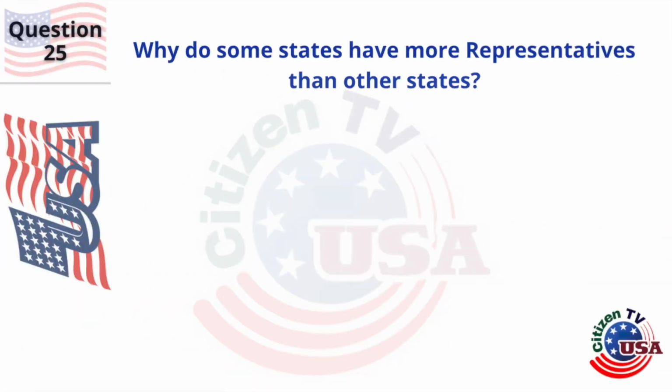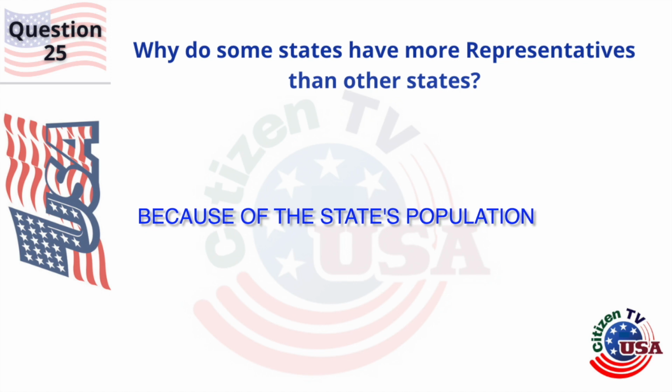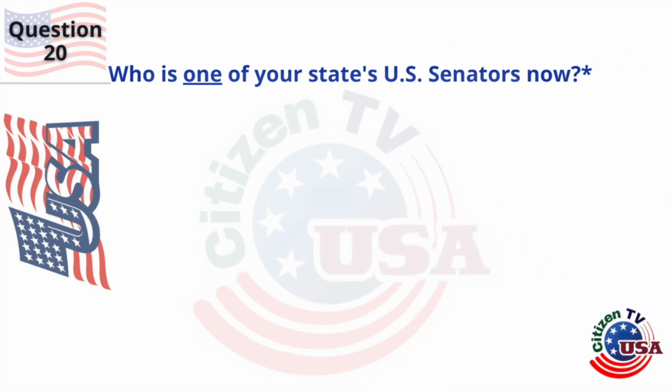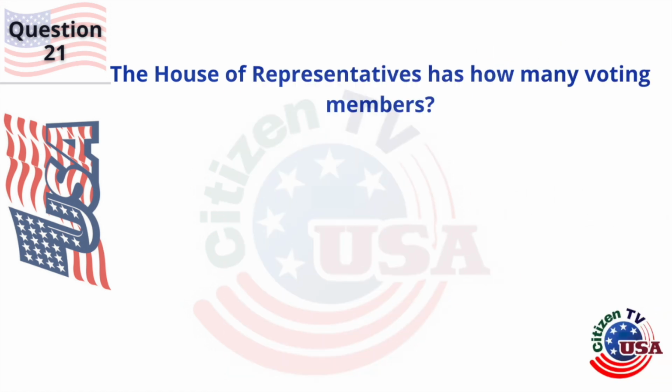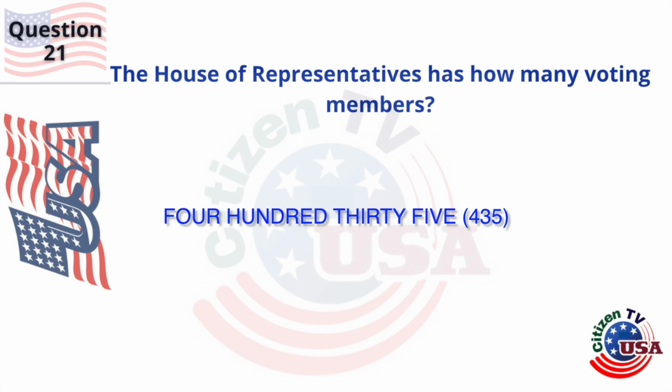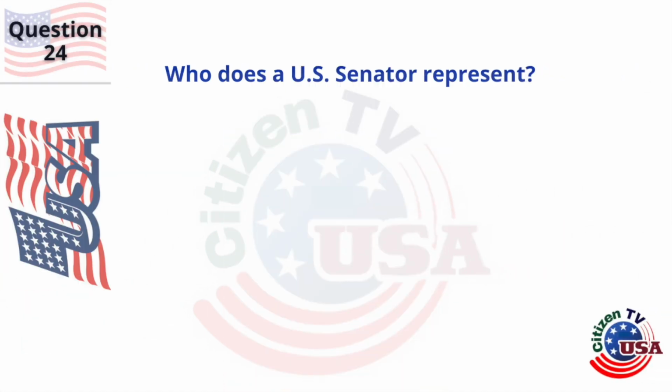Why do some states have more representatives than other states? Because of the state's population. Who is one of your state's U.S. senators now? This answer will vary. What is the name of the Vice President of the United States now? Kamala Harris. The House of Representatives has how many voting members? 435. Who does a U.S. Senator represent? All people of the state.